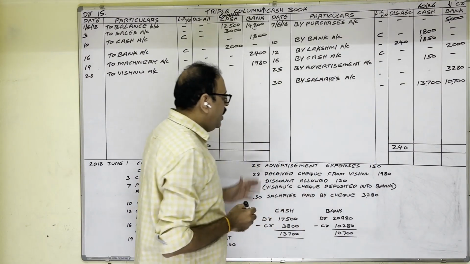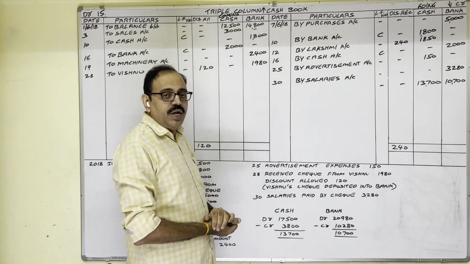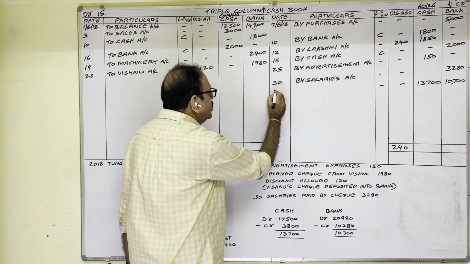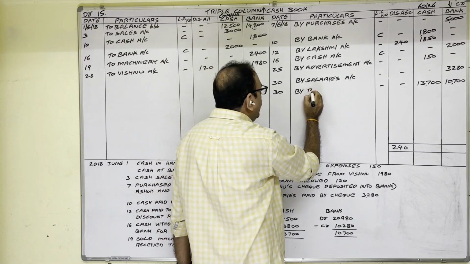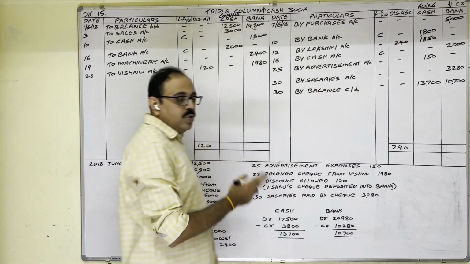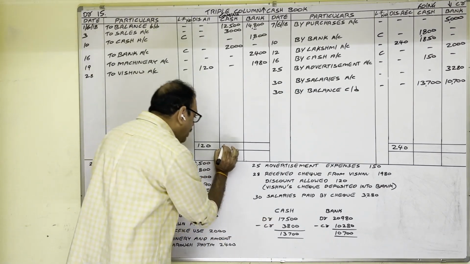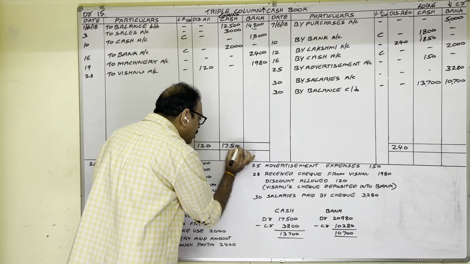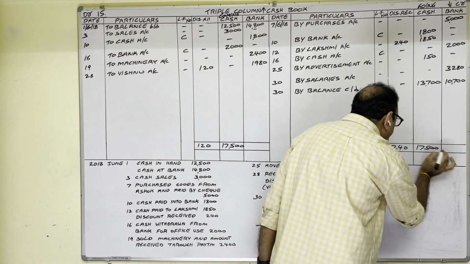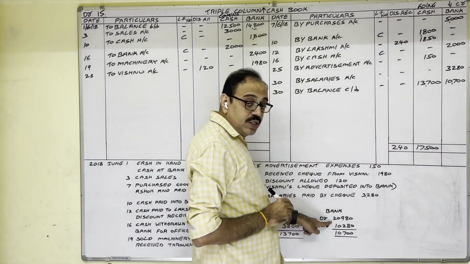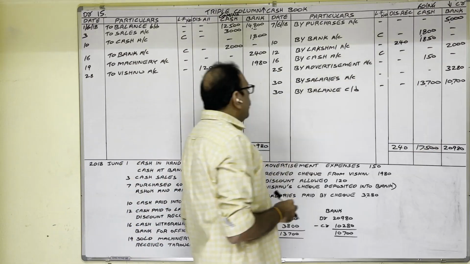For these two, the date is not given in the question. These are answers. We should write the last date of the month. In the month of June, the last date is 30. For answers, we have to write by balance carried down. On the two sides, put the highest totals. For the cash column, the highest total is 17,500. The credit side is also the same, 17,500. For the bank column, the highest total is the debit total, no, 20,980. The credit side is also the same.